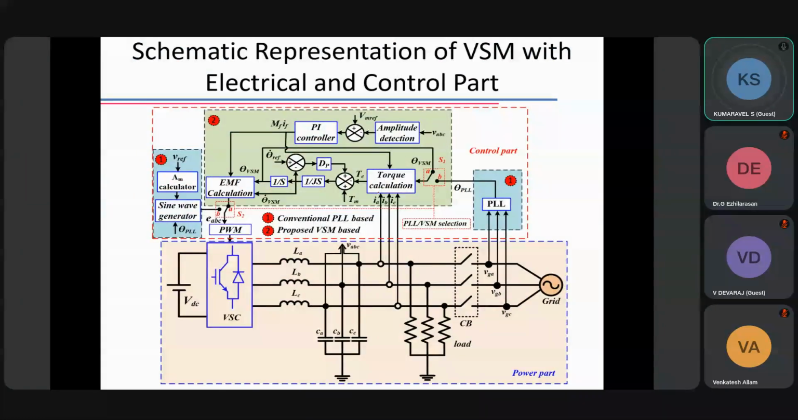Here, this is a grid. This is a virtual synchronous machine. I'm creating some disturbance on the grid side. Accordingly, this virtual synchronous machine will either inject real power or absorb real power, because I have a battery here. This power is bidirectional.